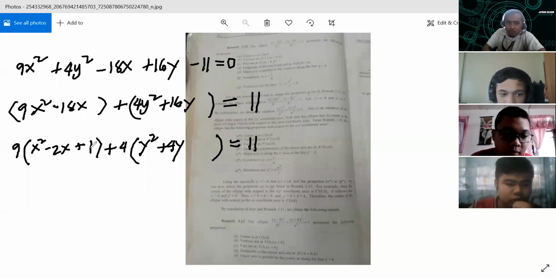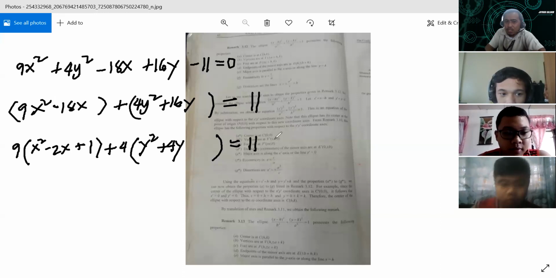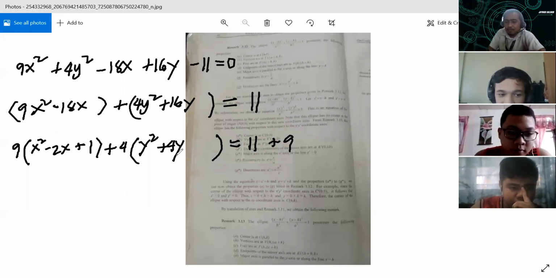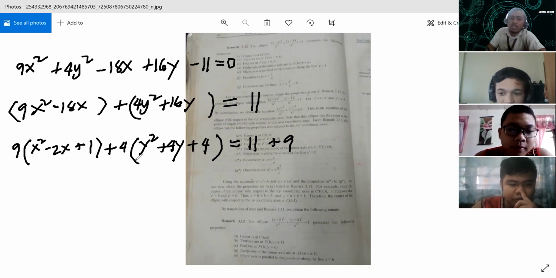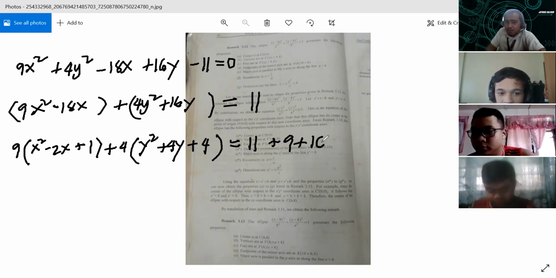It should be 1. So it is something like you added 9 in the left side. Agree with me? 9. Not just 1 because you have multiplied by 9 here. So you added 9 in the left side, so you add 9 also in the right side. Got it? So while in this portion, what should be added here? 4. Because 4 divided by 2 is 2. Two squared is 4, right? So you added the left side by 16, right? It is 16 because 4 times 4. So you add 16 also here.